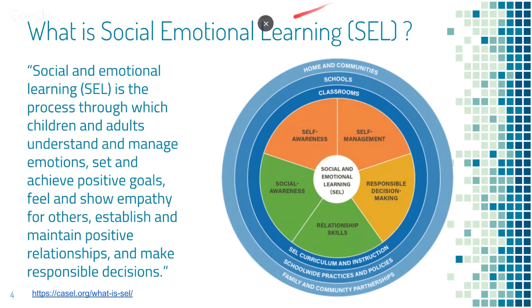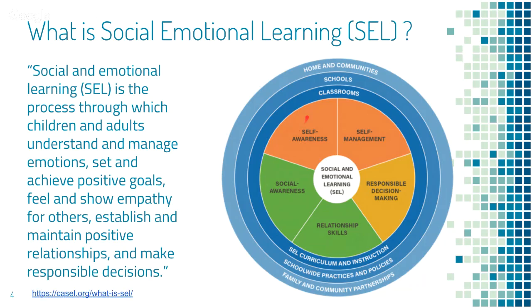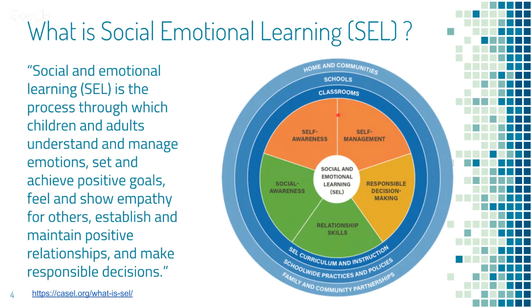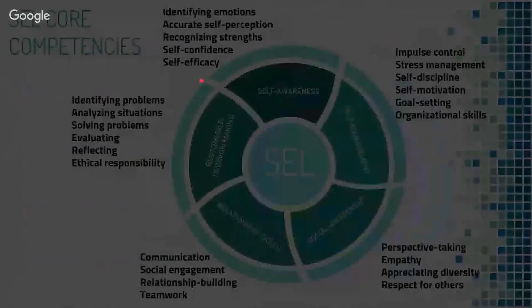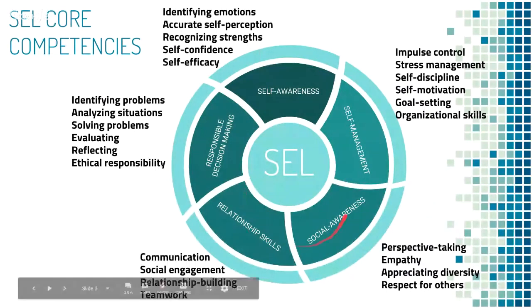As you see on the right of the screen, you can see this diagram from CASEL, a diagram that shows the relationship between the core competencies of social and emotional learning and the relationship with the classroom, the schools, the home, and communities. The idea of these two, and in the next slide I'm going to show you, is to emphasize the 5 core competencies. So they are these ones here.